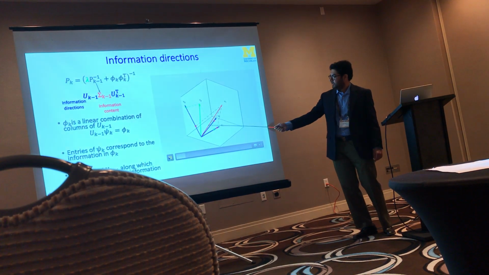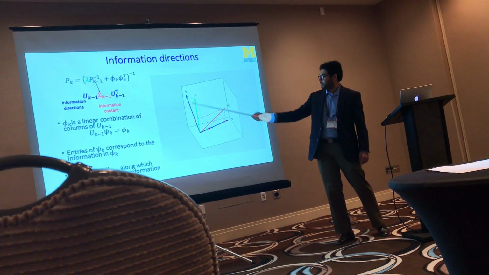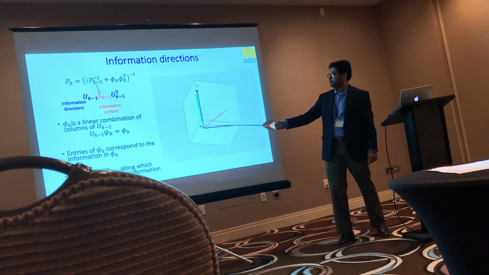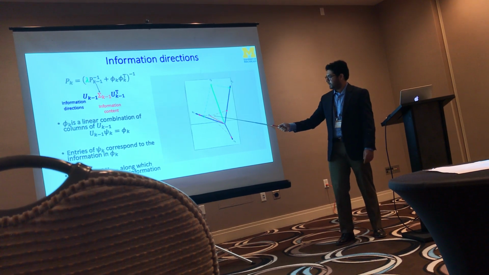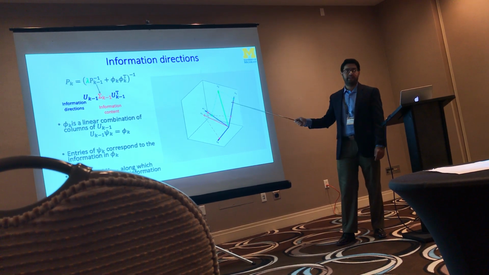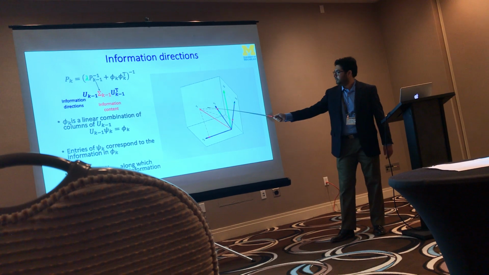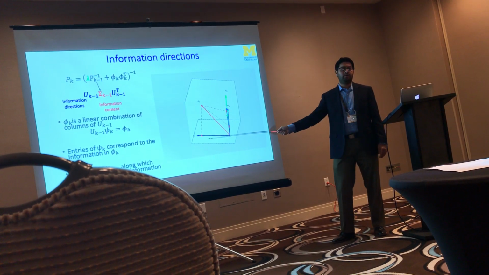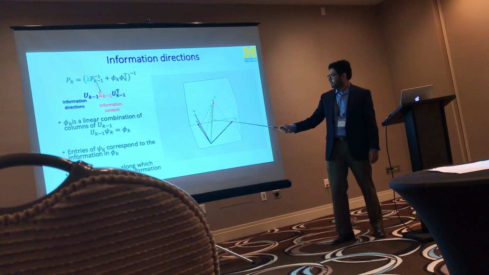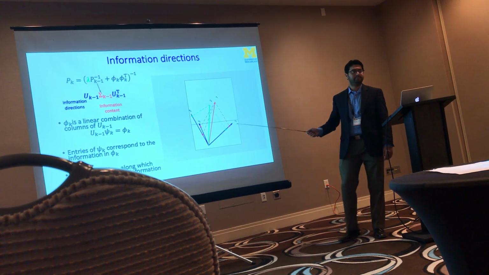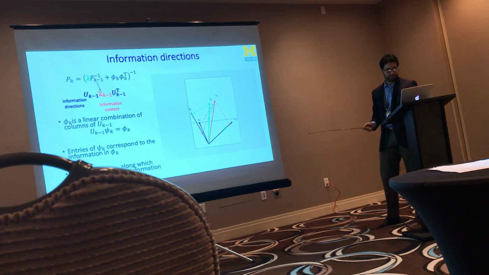So in this cartoon you can see that the blue directions u1, u2, u3 are the columns of u, and I'm showing phi in red, and it has components along all three directions. So I say that this phi has information along all three directions. Whereas in the green phi, I only have information along u3 and u1. So those are my information directions.